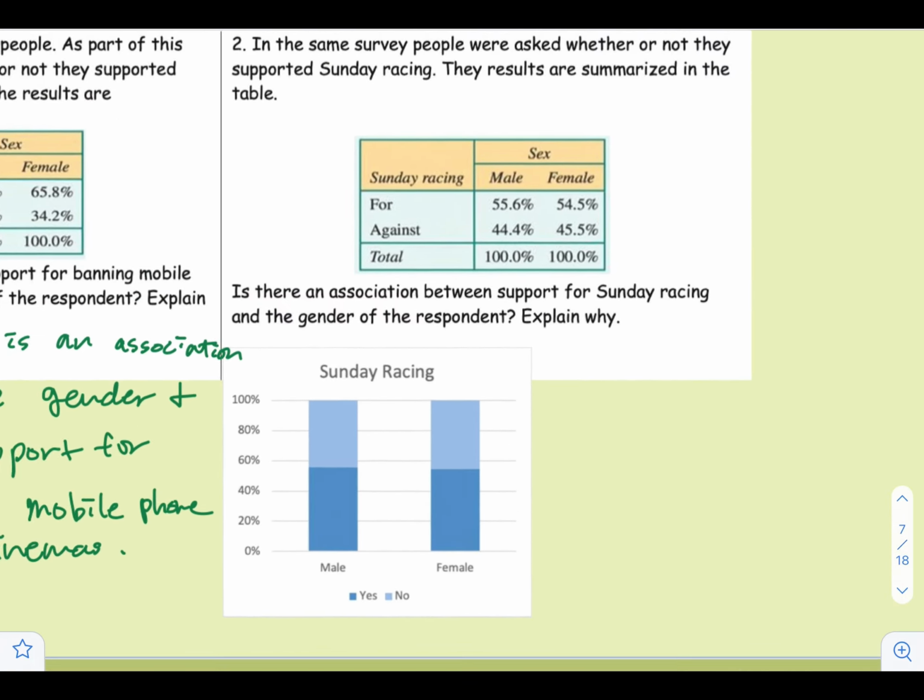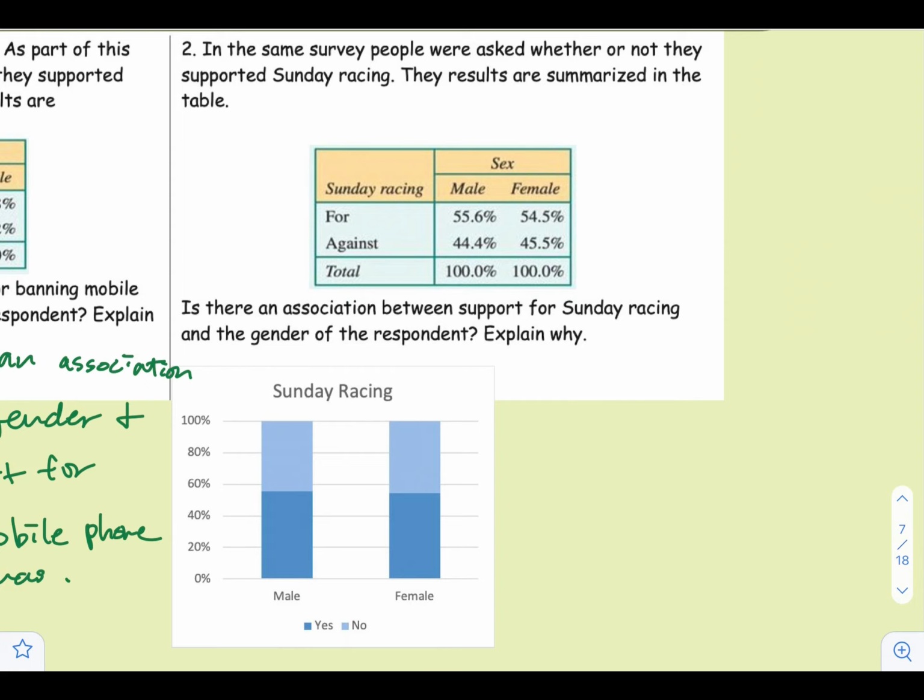And let's talk about a completely different case over here. In the same survey, people were asked whether or not they supported Sunday racing. The results are summarized in the table. Is there an association between the support for Sunday racing and the gender of the respondent? Explain why. If you take a look here, the percentages for males and females are pretty much the same. The males supported about 55%. Females also supported Sunday racing about 55%. Same thing for the against. Their percentages are pretty much similar.